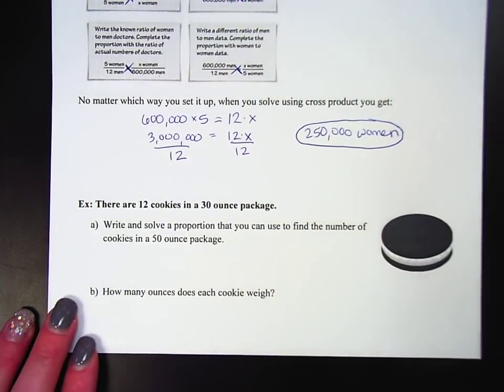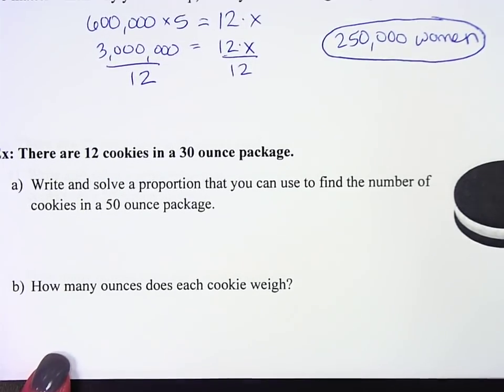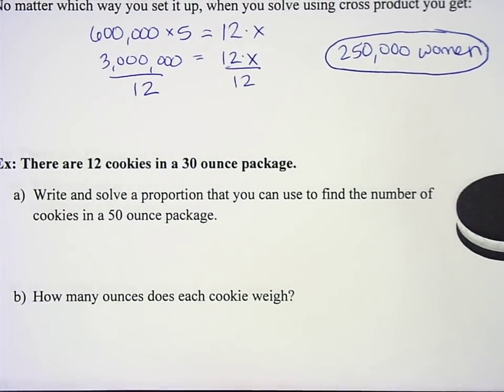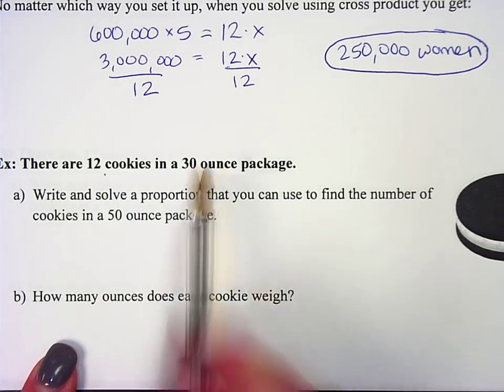All right, so let's try another one. There are 12 cookies in a 30-ounce package. We're going to write and solve a proportion to find the number of cookies in a 50-ounce package. I'm going to go ahead and set it up 2 ways for you. There's actually 4, but I'm going to just read it straight first. So 12 cookies to 30 ounces.